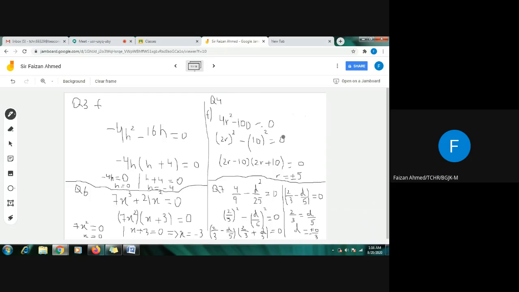So you have two methods. The first one is the common method. You can take 4 as common from this, or you can directly apply identity number 3 on this question to solve it. I have applied identity number 3. You can also complete this question by taking common.